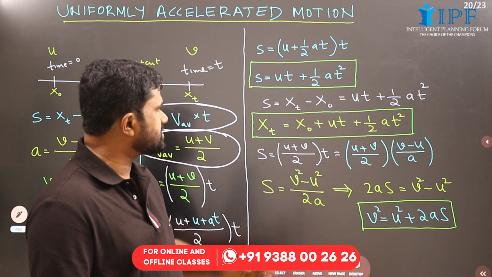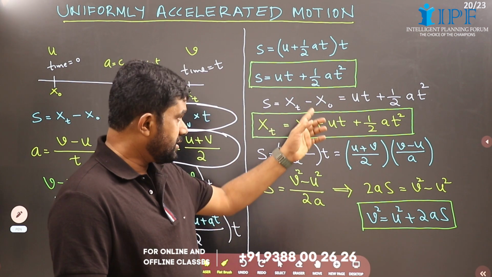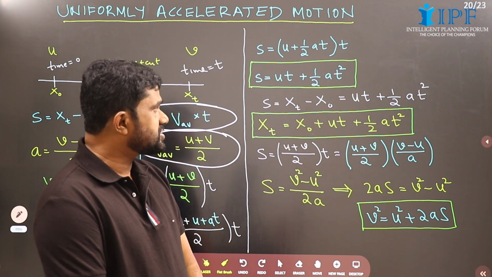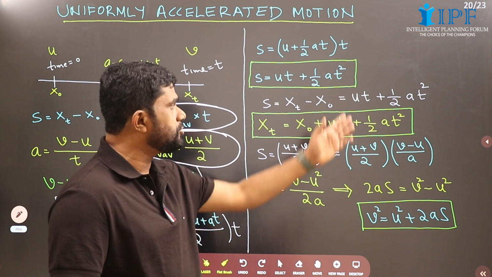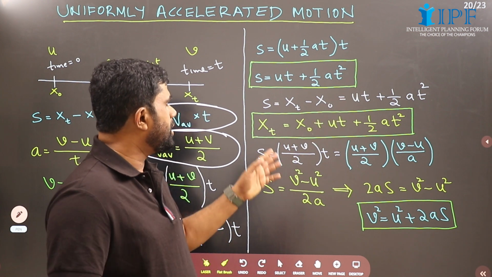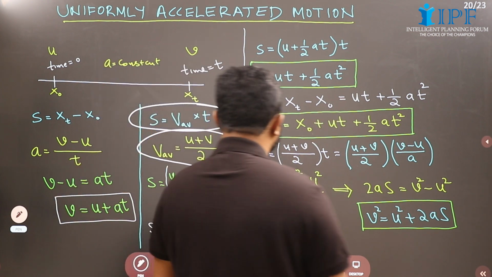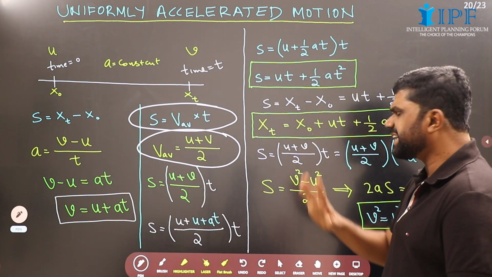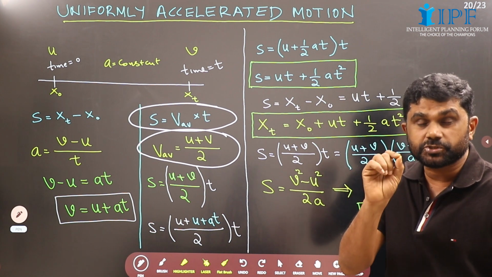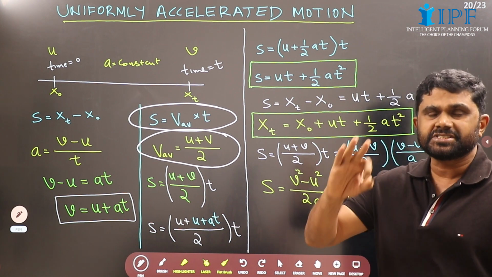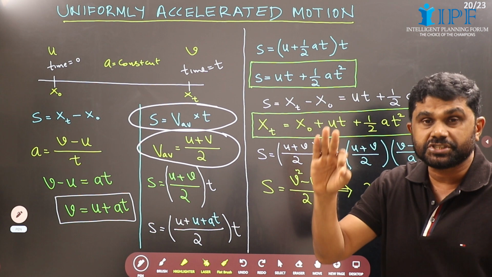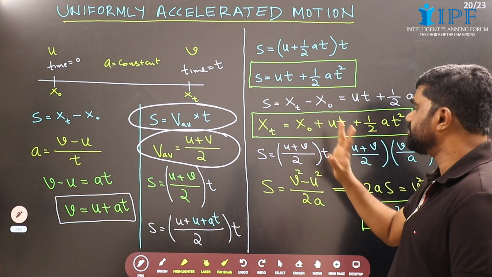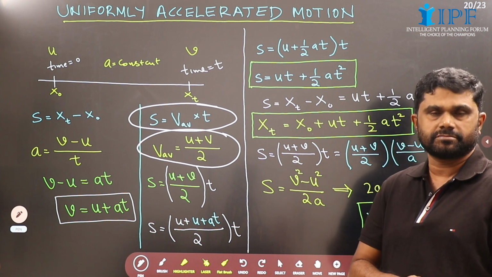Okay, so the final x coordinate is x of t, and the initial x coordinate is x with a suffix 0. So x(t) minus x0 is the displacement, equal to ut plus half at square. From that we will get x(t) equal to x0 plus ut plus half at square. This x0 means the initial position coordinate. See, once the motion is started, the position from where it has started cannot be changed. Means x0 is a constant.